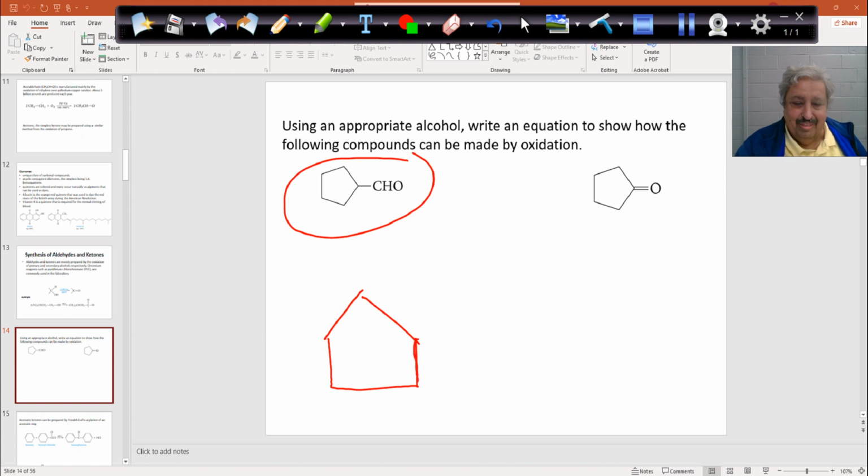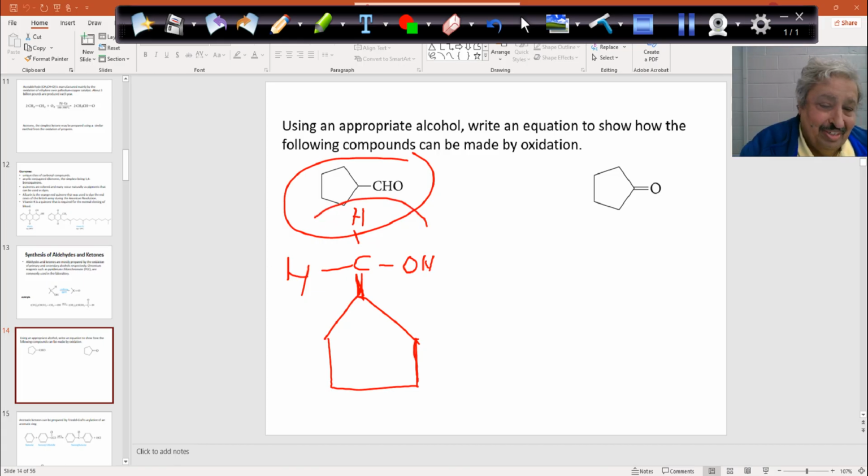So bear with me. That's 5, correct? I'm not touching this, but I'm touching what? I have to have here OH, here H, here H. Correct? If I oxidize, is this a primary, secondary, or tertiary?